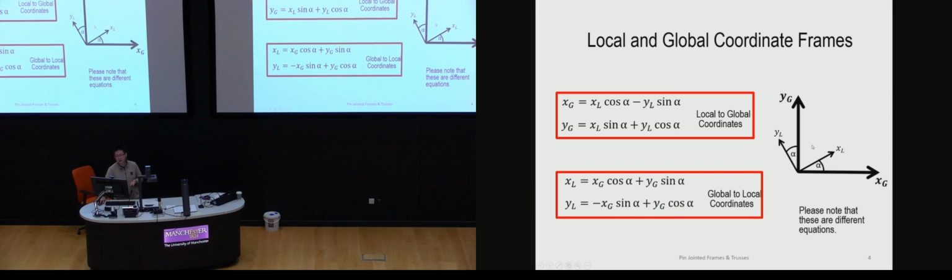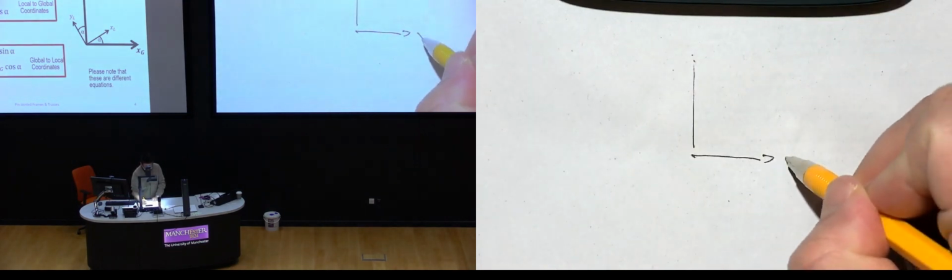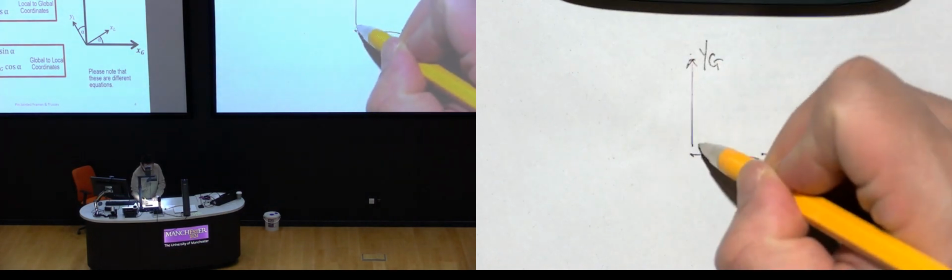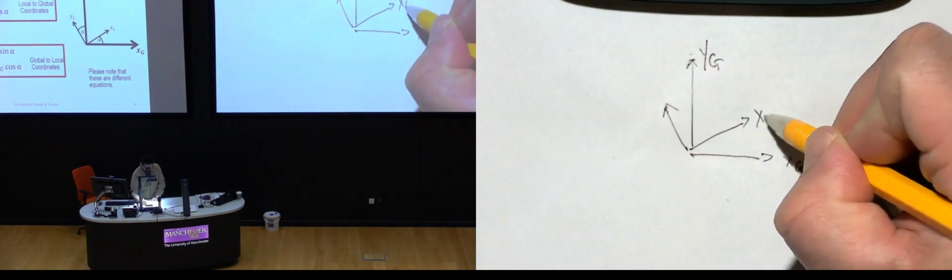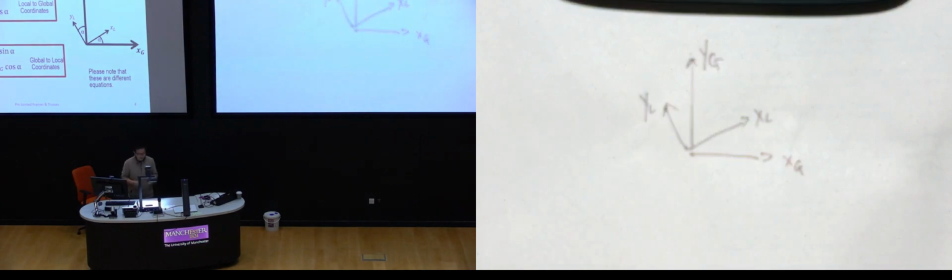If you have XL, YL, maybe I can draw a picture, it's better to explain it to you. Let me turn on the visualizer a little bit. How is the formula derived? How I did it: if you have XG and YG, and then you have another local frame, XL and YL, right?